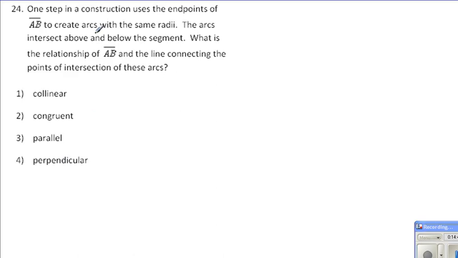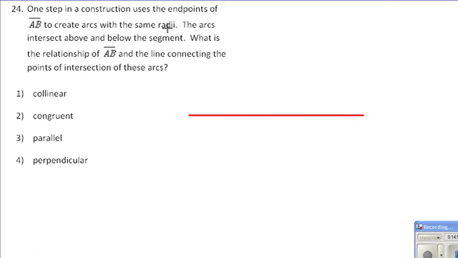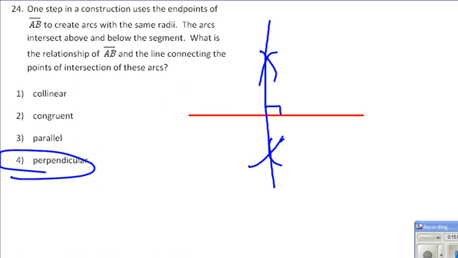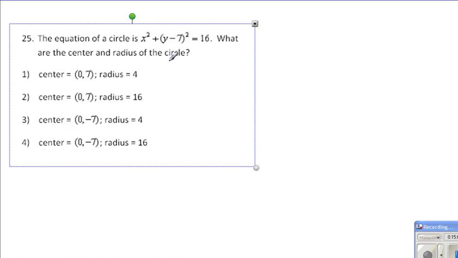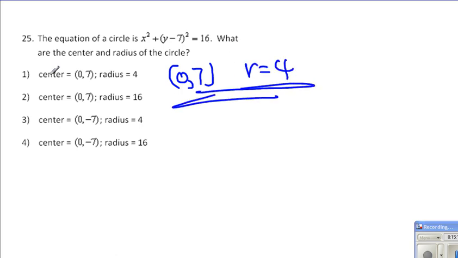Alright, so we have number 24. Once the construction in here, basically what we're looking at is when we have line segments, what they're trying to do is use the compass, try to have an arc, and from the other side end up drawing a line in the middle. What kind of line will it be? Perpendicular line. Choice number 4. Here center, same thing, 0, 7 is the center and the radius is equal to 4. So we end up getting choice number 1.